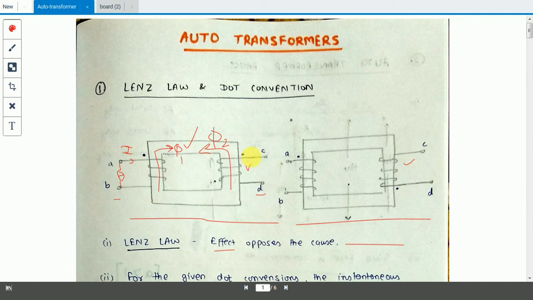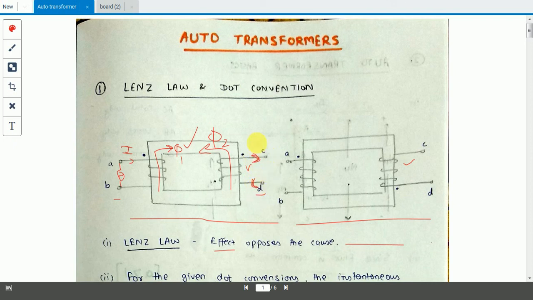The direction of current will be here, like this. You can see it by yourself also. Just apply the right hand rule, in which the curling of fingers will give you the direction of current, and the thumb will give you the direction of the flux, the right hand screw rule. So the current is coming out of the C port and going inside of the D port.